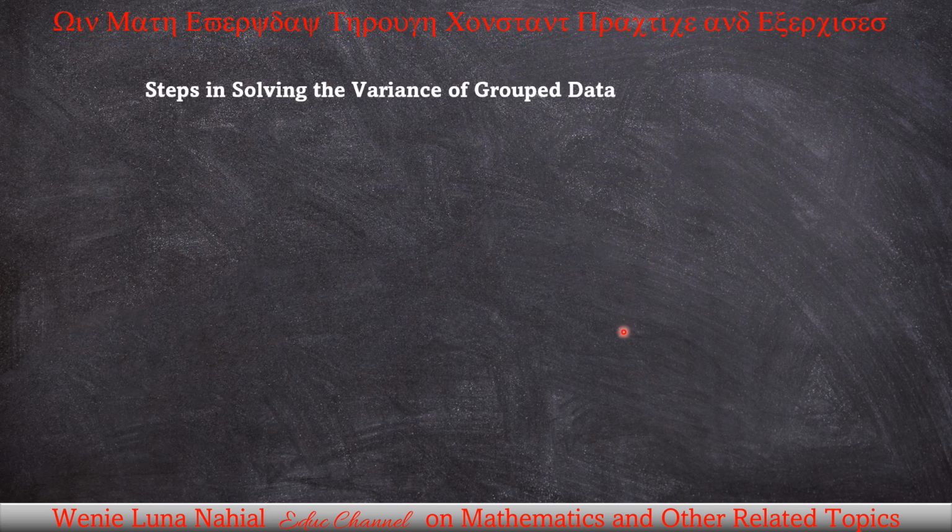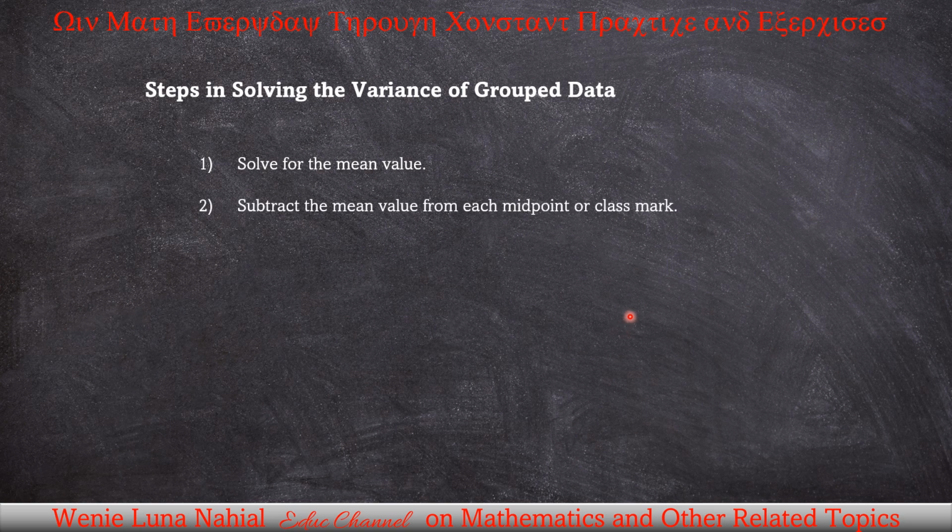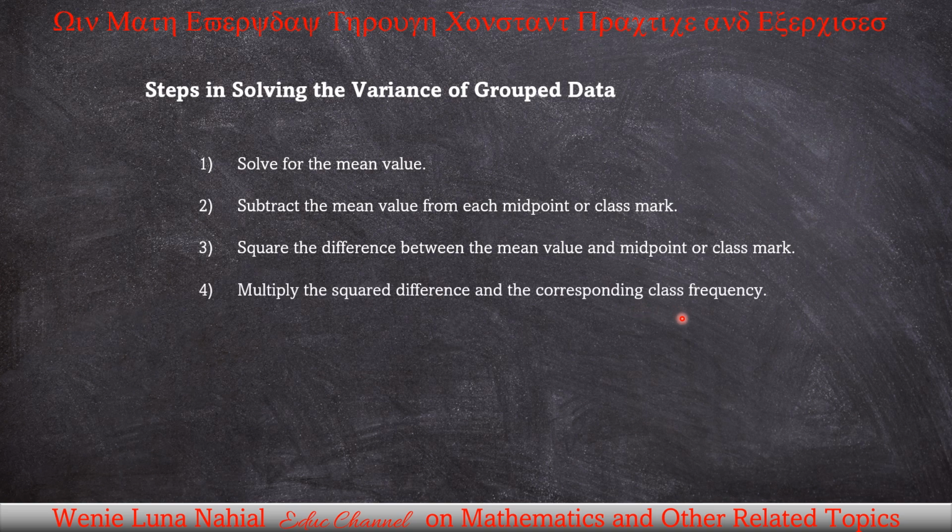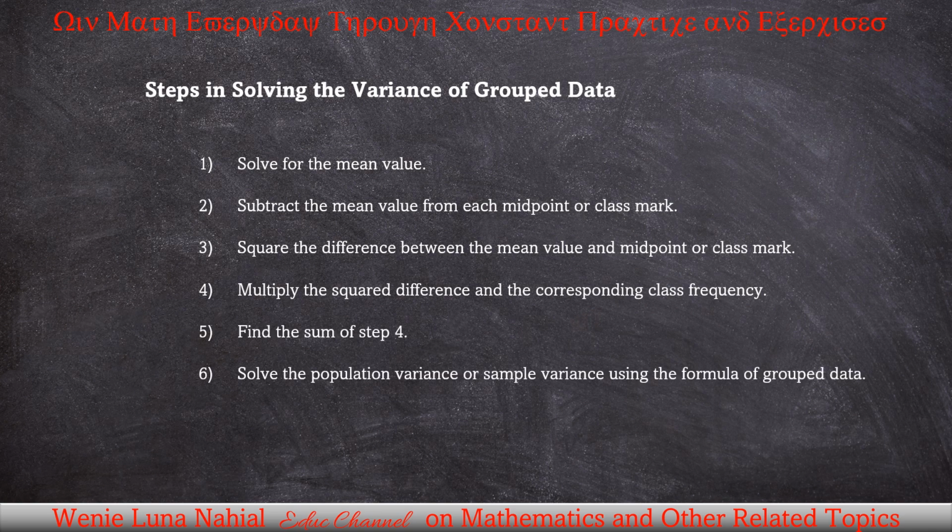Now, steps in solving the variance of group data. Solve for the mean value. So you get first the mean. Then subtract the mean value from each midpoint or class mark. Then square the difference between the mean value and midpoint or class mark. Then multiply the squared difference and the corresponding class frequency. Then find the sum of step 4. Then solve the population variance or sample variance using the formula of group data.